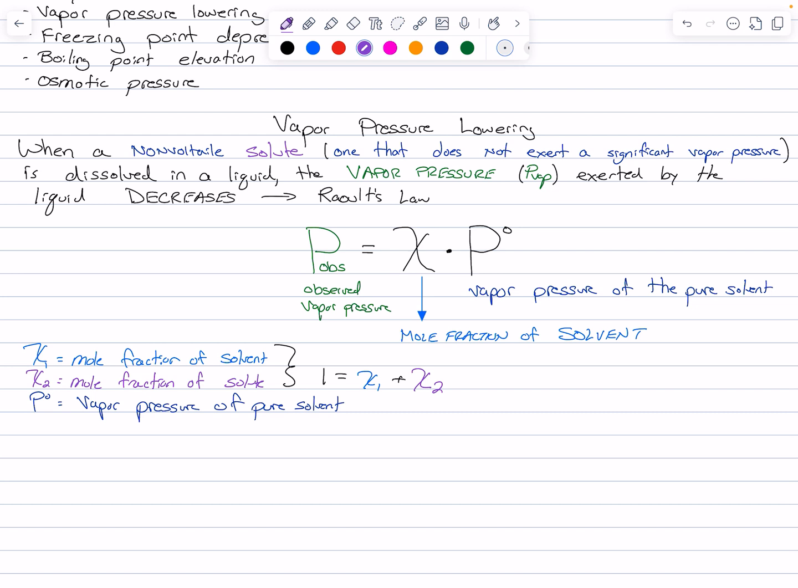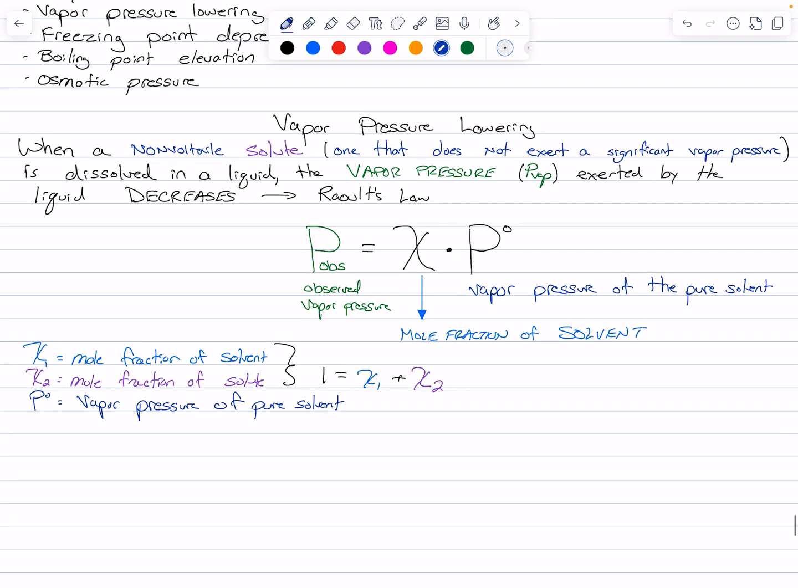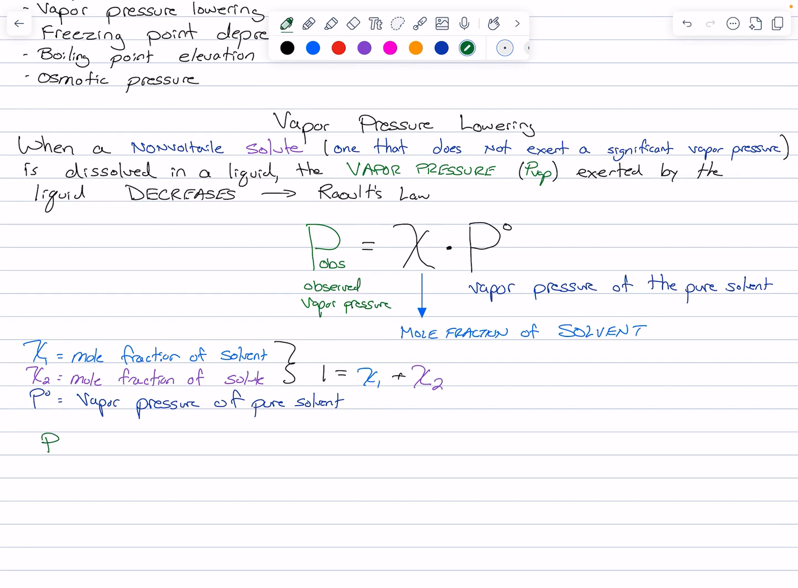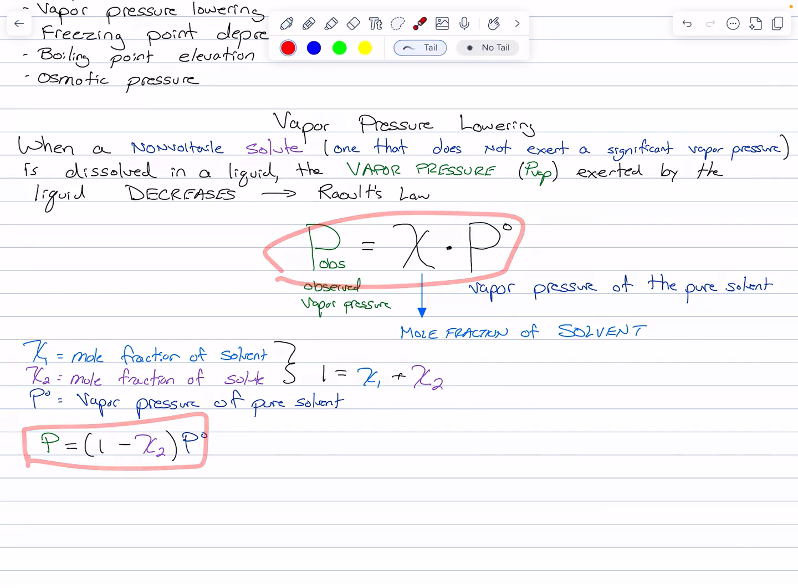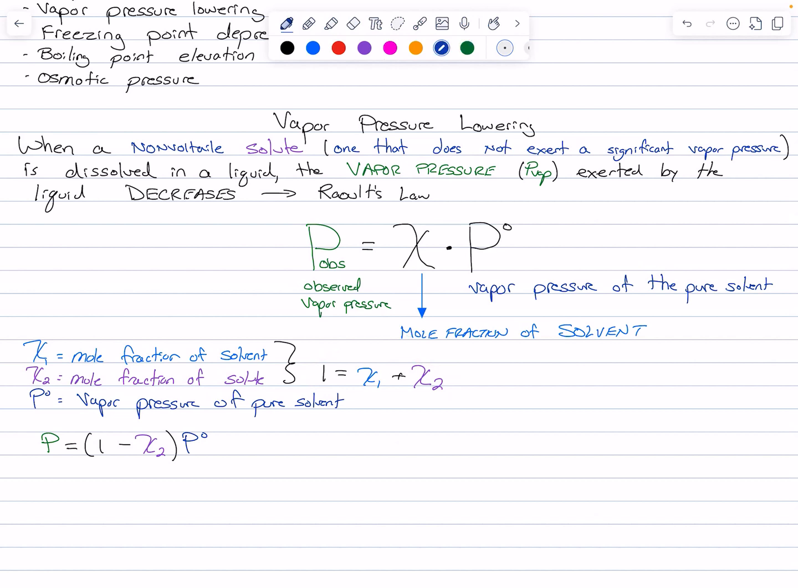So that means the pressure observed, P, is going to be equal to 1 minus the mole fraction of solute times the vapor pressure of the pure solvent. All right, this equation is technically the same thing as the earlier equation, right? We just rearranged the mole fraction and put it in. I just wanted to cover this just in case your book does something to you.